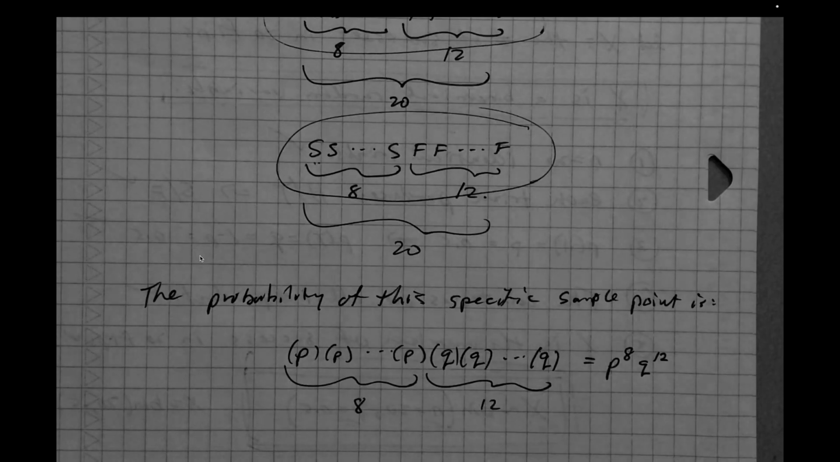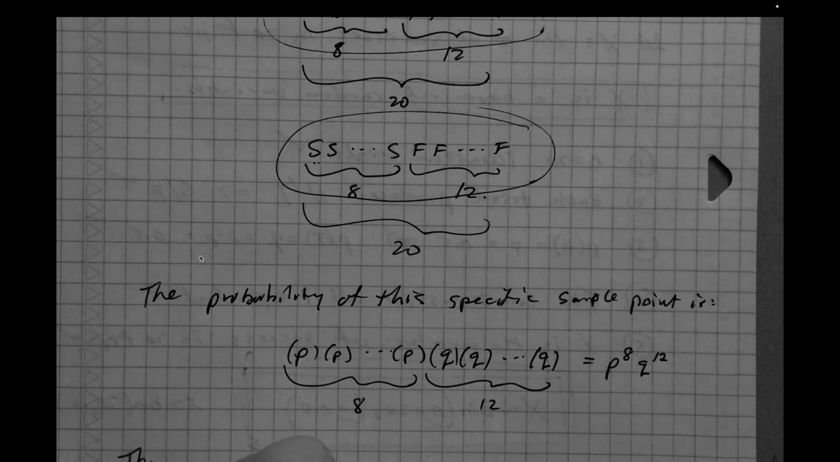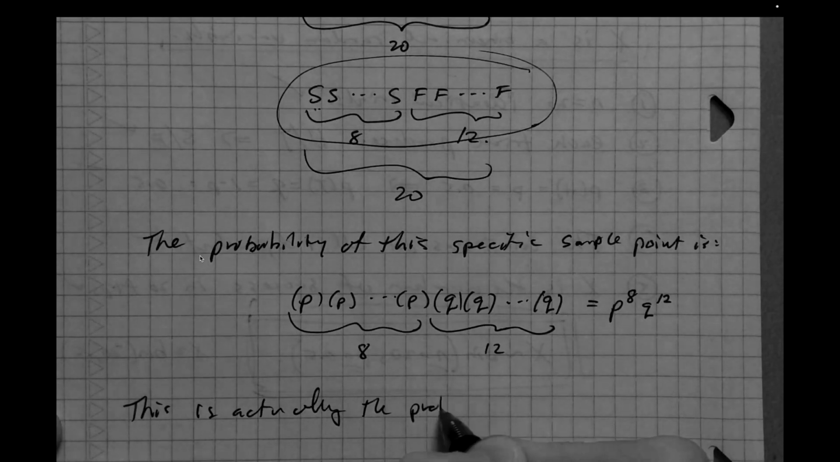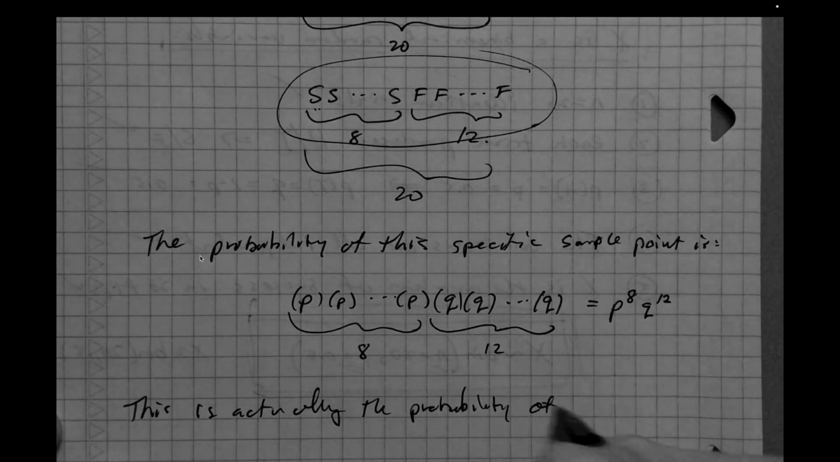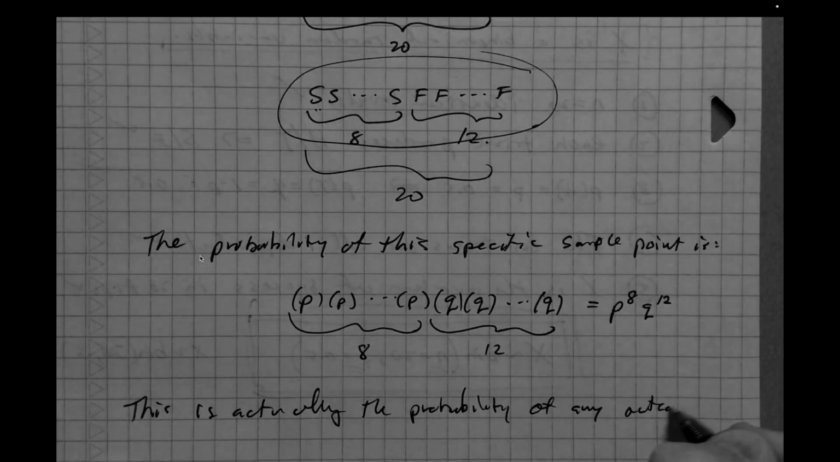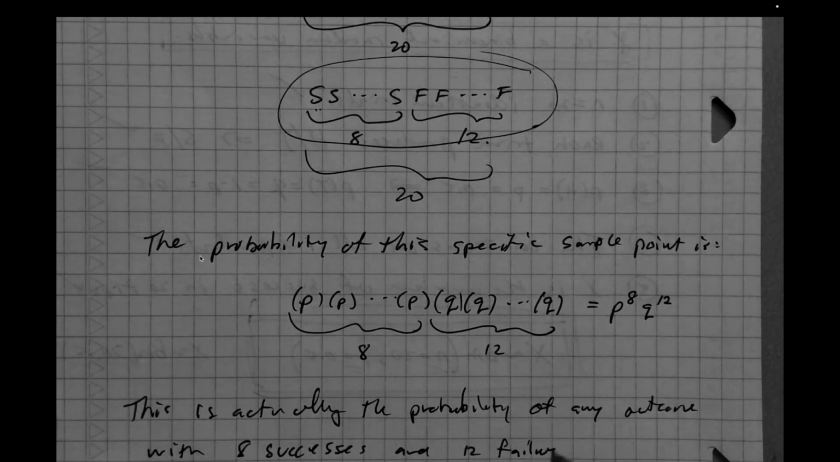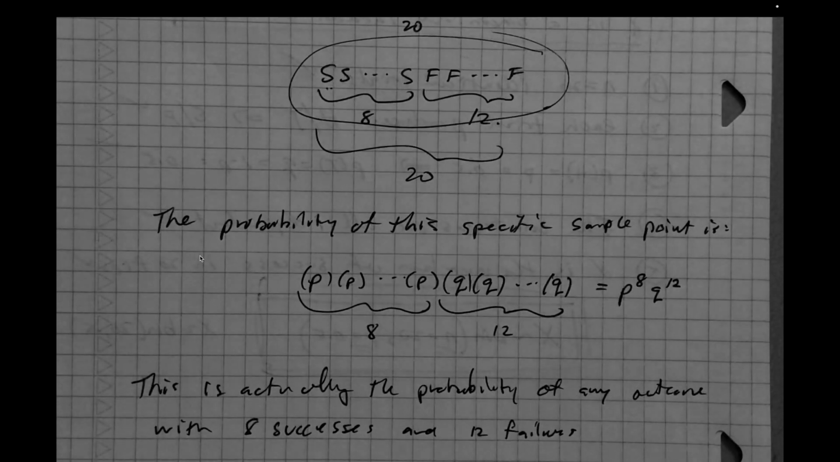So this is actually the probability of any outcome with 8 successes and 12 failures, or 8 heads and 12 tails. Right? So then the next question is, how many such outcomes like this are there? Right? How many different ways can we get 8 heads?